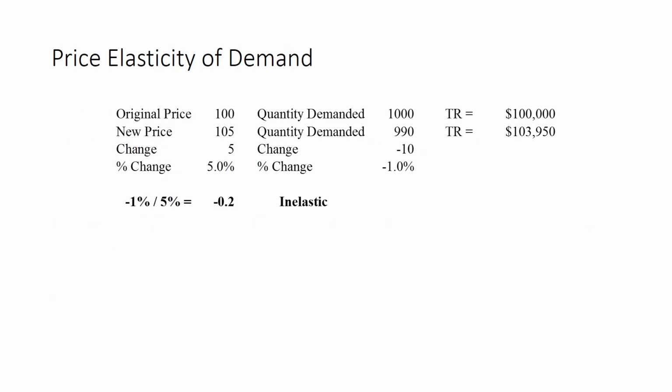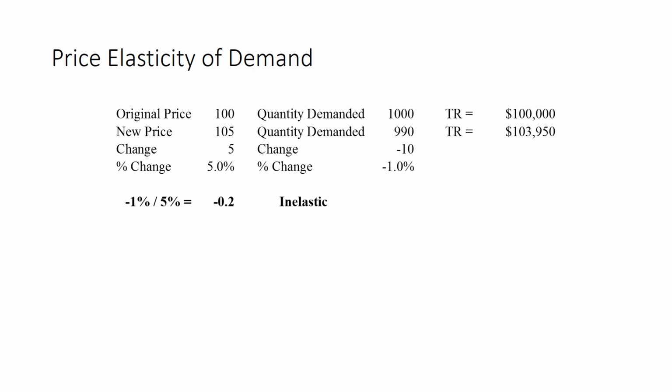This slide demonstrates an example of inelastic demand. To read this, start in the upper left corner and read across the first row. We start out with a price of $100, and the quantity demanded is 1,000 units. 100 times 1,000 is 100,000, so this is our starting revenue.